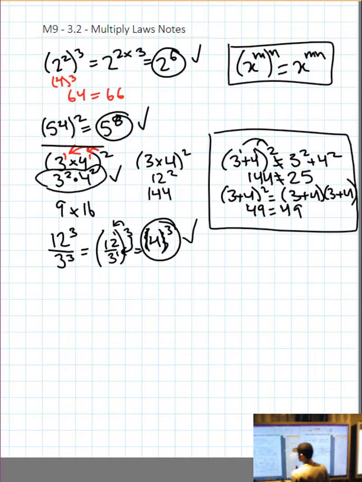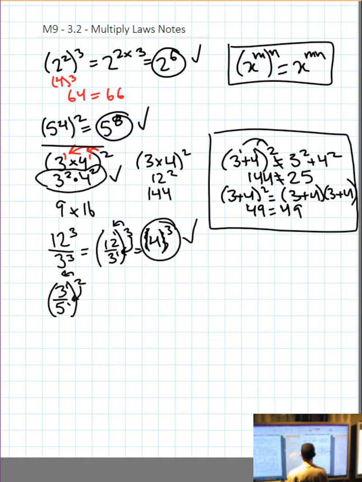So, let's reverse that process. So now let's take 3 over 5, brackets around it, squared. Well, as I said before, give it an exponent of 1. So 3 has an exponent of 1. 5 has an exponent of 1. And we're simply going to multiply our exponents.